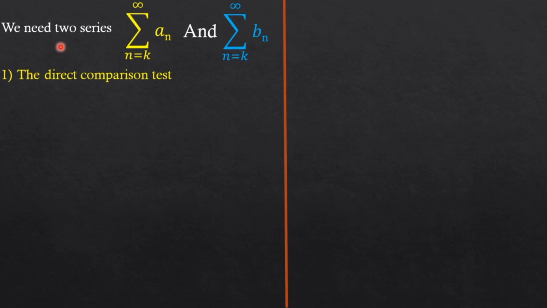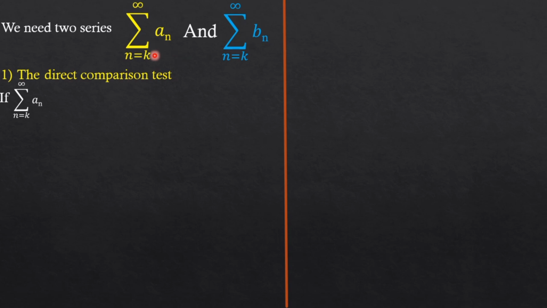Great. So for the direct comparison test, if we have a series such as the sum as n goes from k to infinity of a_n, keep in mind that we are dealing in this case for now with positive series, series of positive numbers. In this case, our n starts from k. The reason I put k, like I said initially, is that the starting value of our series does not really matter. So when we have the series from n equals k to infinity of a_n, we want to test if this series converges or diverges.